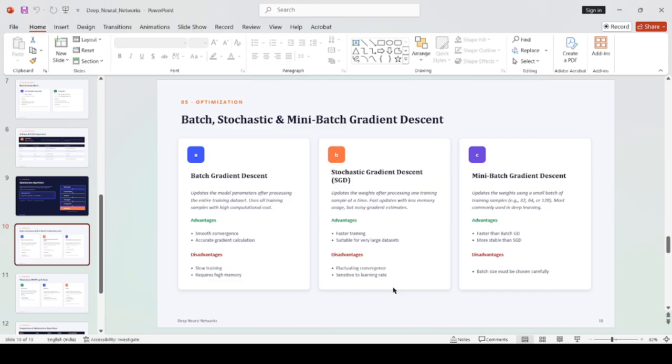The third is mini batch gradient descent. Instead of using the whole dataset or a single sample, it processes a small batch of data such as 32, 64, or 128 samples. Mini batch gradient descent provides an excellent balance between speed, memory usage, and stability, making it the most widely used optimization technique in deep learning.